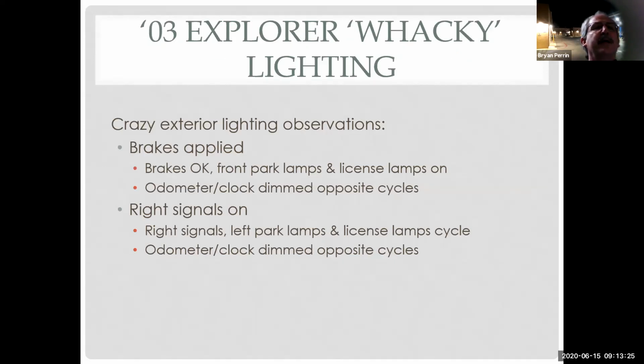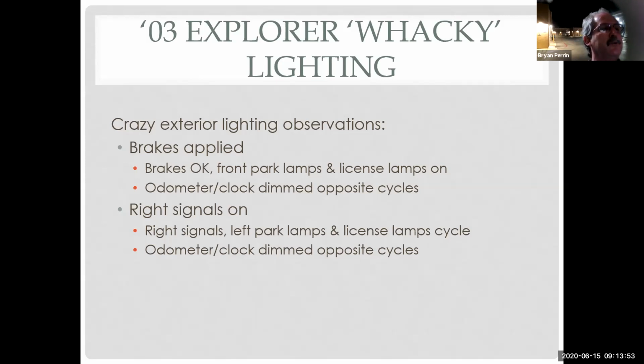So here's a little case study that I'm going to use some wiring schematics to fix. Let me pull back up the chat. So, crazy exterior lighting observations. With the brakes applied, the brake lights work okay, but the front park lamps and license plate lights come on. The odometer and clock get dim every time I put my foot on the brakes.